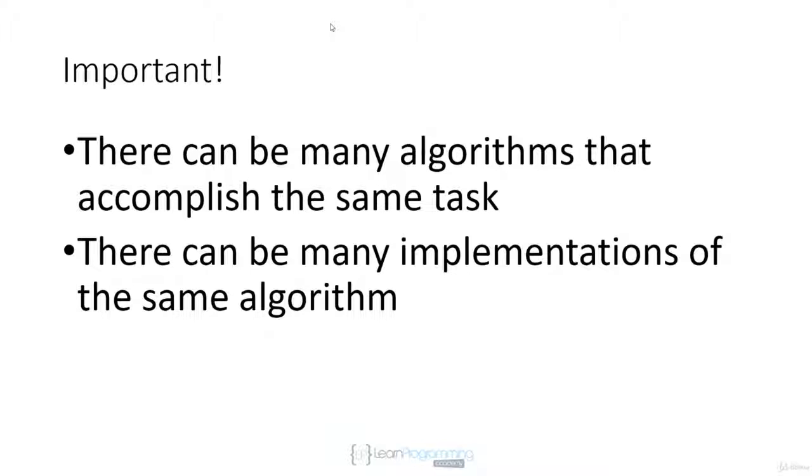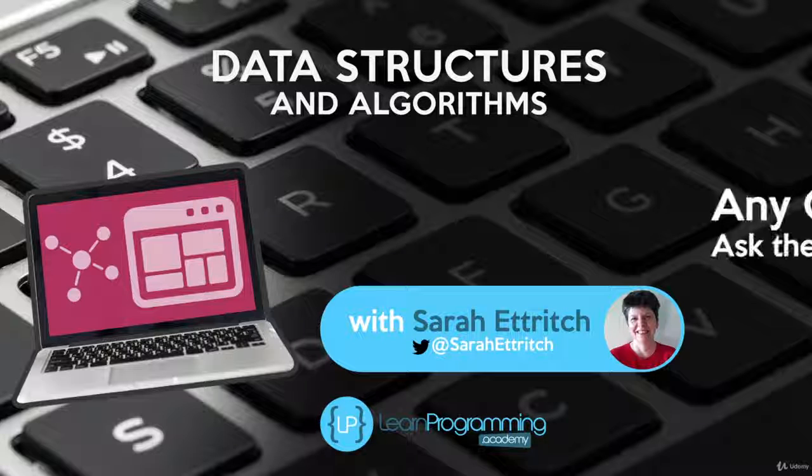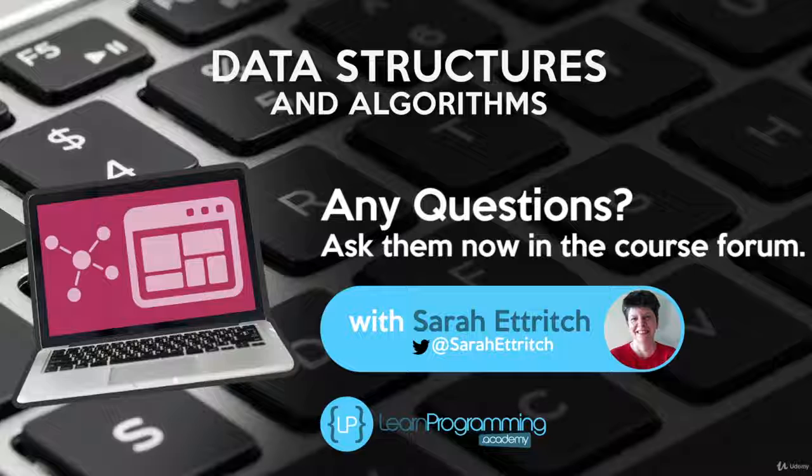So that's algorithms, not terribly complicated. They just describe the steps you have to perform to accomplish a specific task. And so now that we've looked at what a data structure is, and we've looked at what an algorithm is, let's move on and start looking at our first data structure, the array. I'll see you there.